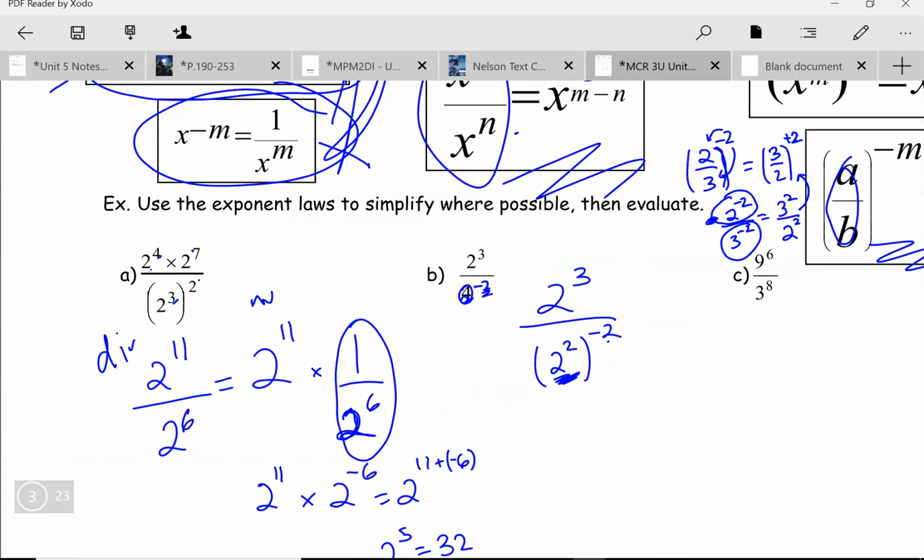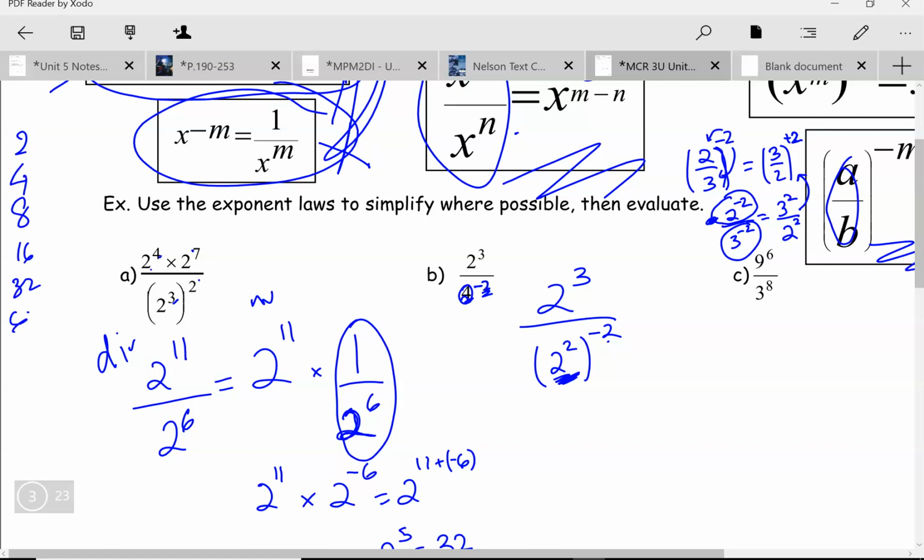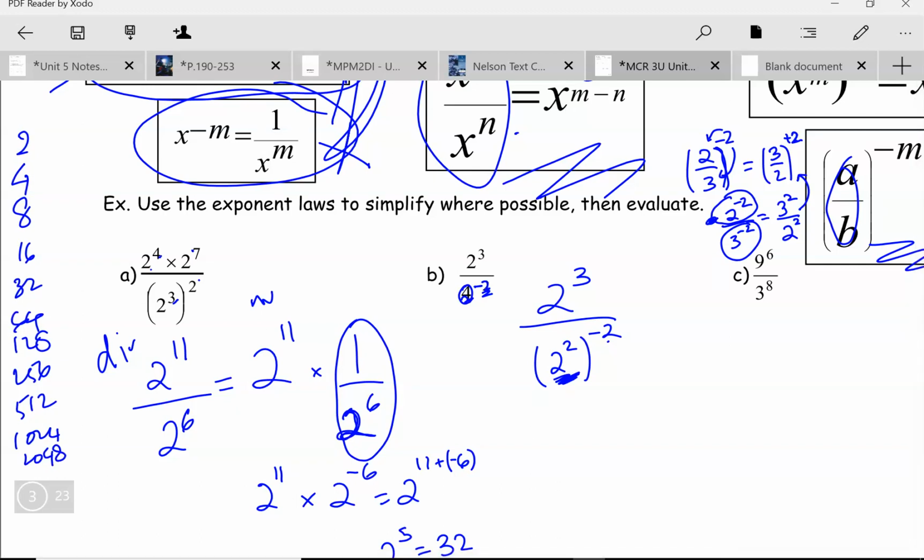What are those important numbers? Just anything in the power of 2. So like 2, 4, 8, 16, 32, 64, 128, 256, 512, 1024, 2048. If you ever played the game 2048, you're familiar with these numbers. And if you aren't familiar with these numbers, I'd recommend playing the game 2048 so that you can become familiar with these numbers.